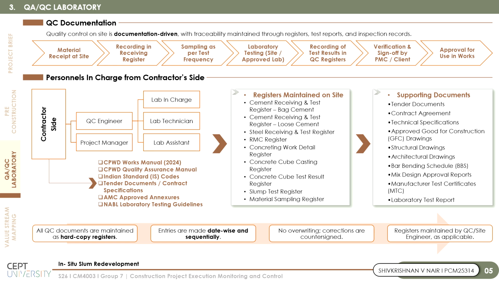The QA/QC process followed standards such as the CPWD Works Manual 2024, CPWD Quality Assurance Manual, IS codes, AAC specifications, and NABL testing guidelines. Material approval followed a systematic workflow starting from material receipt, register entry, sampling, laboratory testing, recording of results, verification by PMC or the client, and finally approval for usage in works.